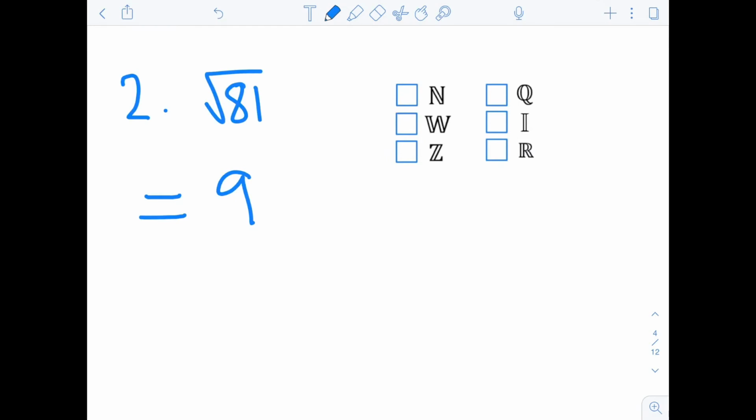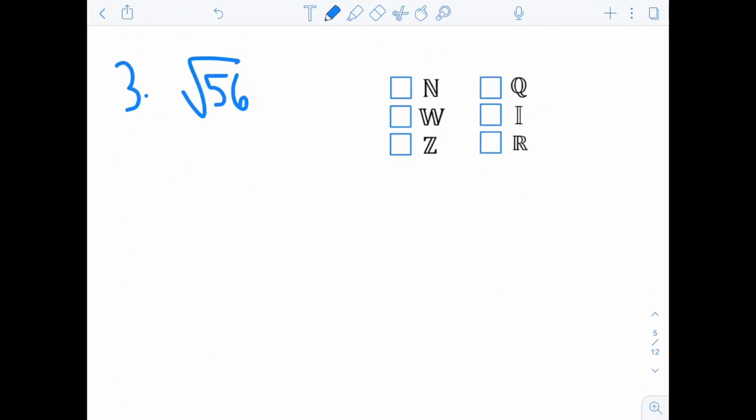So 9, that's a counting number. That's a natural number. And that also makes it a whole number, because whole numbers are just 0 and natural. And that is also an integer. It's also a rational number. It's not irrational because it terminates, it stops, and it's a real number.